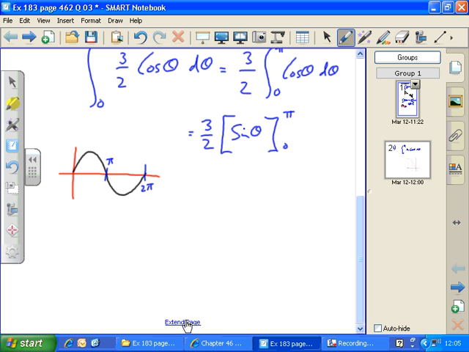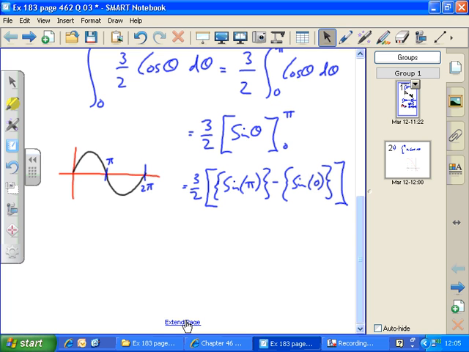So putting our limits in, this will equal 3 over 2 the first term, sine of pi, minus, putting the second limit in, the sine of 0. So looking at the sketch, we can see the sine of pi is 0, but you can put it into the calculator and confirm that. And the sine of 0 is 0. So in fact, both of these terms are 0. So it turns out to be 3/2 of 0, which is 0.